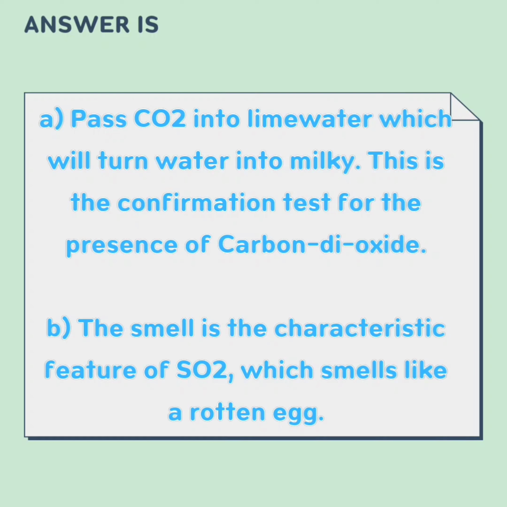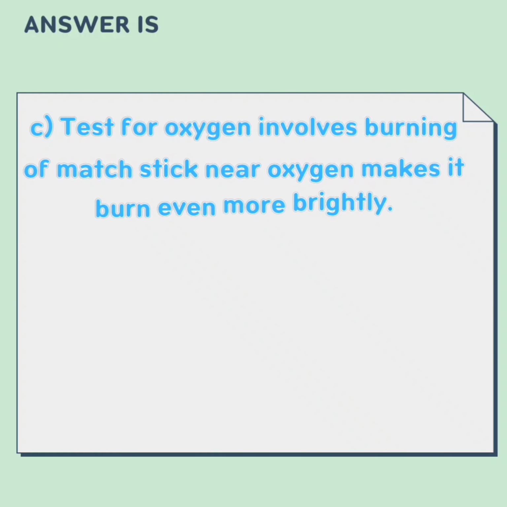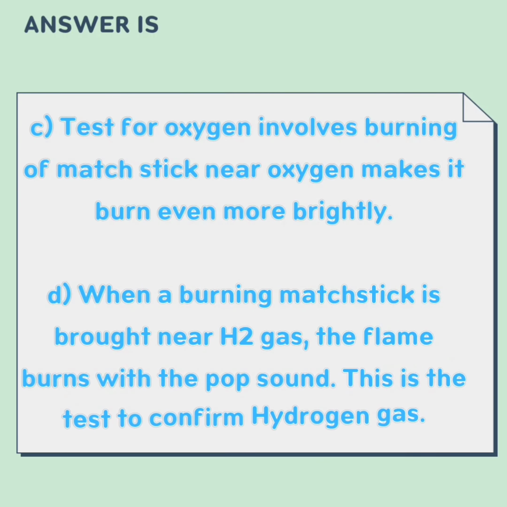The smell is the characteristic feature of sulfur dioxide, which smells like burning sulfur. Test for oxygen involves bringing a burning matchstick near oxygen, which makes it burn even more brightly. When a burning matchstick is brought near hydrogen gas, the flame burns with a pop sound. This is the test to confirm hydrogen gas.